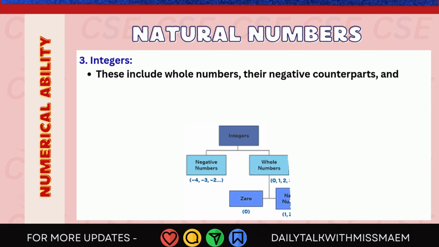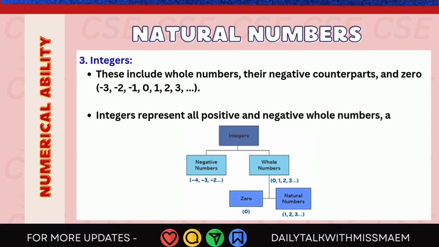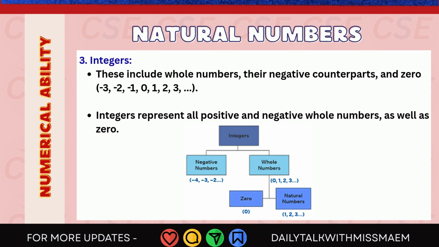Integers are like whole numbers but cooler, they include negative numbers too. Think of a thermometer or a bank account in debt. Integers. These include whole numbers, their negative counterparts, and 0: -3, -2, -1, 0, 1, 2, 3. Integers represent all positive and negative whole numbers, as well as 0.